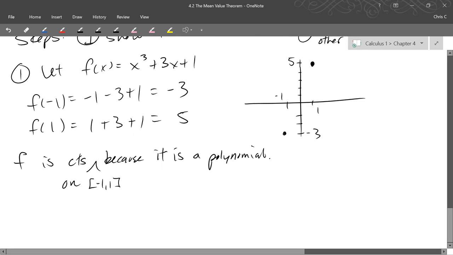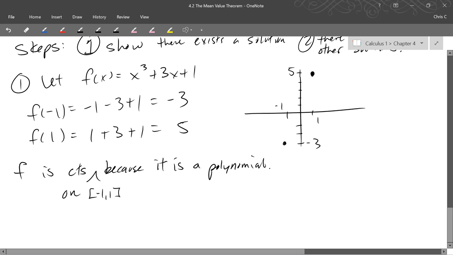So we're going to use the intermediate value theorem, which is not the mean value theorem. The intermediate value theorem says if you have a continuous function on an interval, then you will achieve every y value between the smallest and biggest y values. So what y value do I want to look for between negative 3 and 5? 0. I'm going to look for 0. So somewhere, I'm going to have to cross the x-axis.